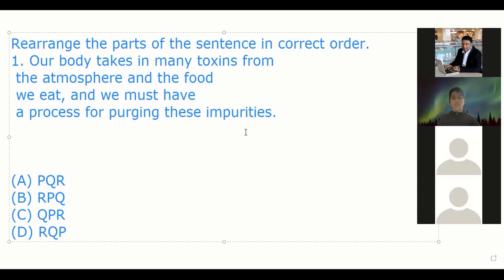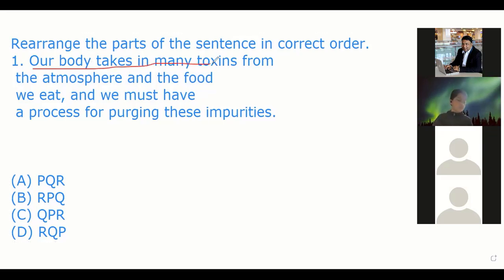So guys, how have we done this? When we were trying to connect this, we found that our body takes in many toxins from, obviously from where? From the atmosphere. From the wheat cannot happen. From we eat cannot happen, right? That's why we said it cannot be that. From a process of purging doesn't look logical, so from the atmosphere. That is why this came next.